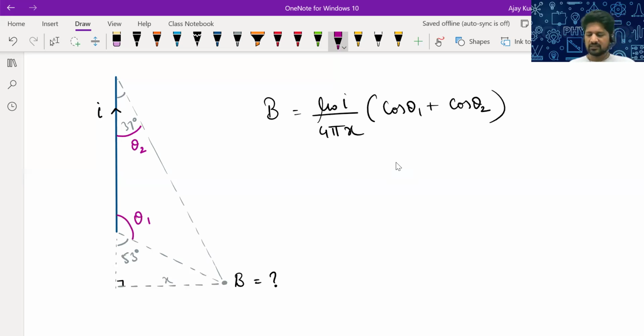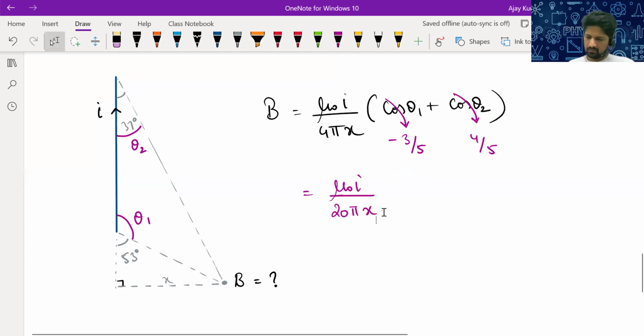Okay. So in this case, theta 1 should be taken 180 minus 53 degrees. Then cos theta 1, 180 minus 53 means minus cos 53, that is minus 3 by 5. And cos theta 2, cos 37 degrees, that is 4 by 5, effectively becoming 1 by 5. So the answer is mu naught I by 20 pi x. Correct. Fine.